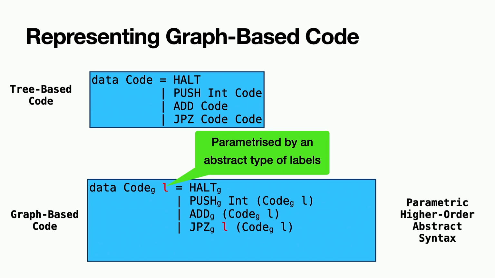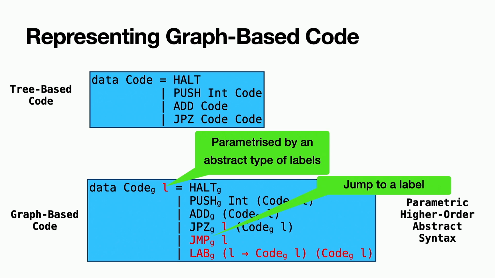Right? For example, here, the jump instruction, the conditional jump, takes as a first argument this label type. So that's the label we want to jump to if the condition is fulfilled. If we find a 0 on top of the stack. And then otherwise we continue with the code continuation here. And in addition to that, we also need 2 further instructions. So we need an unconditional jump that simply just jumps to a label that is given there.